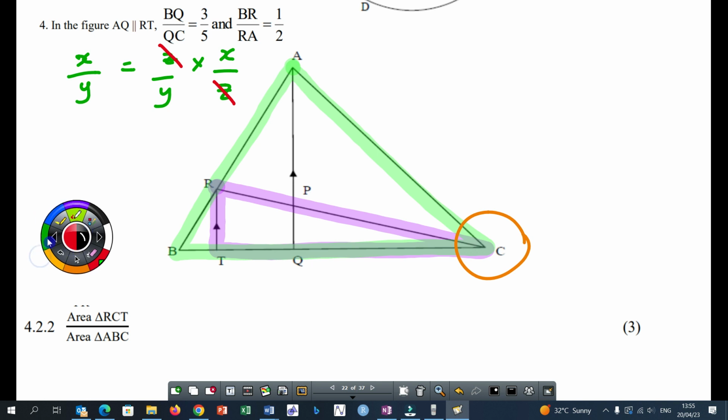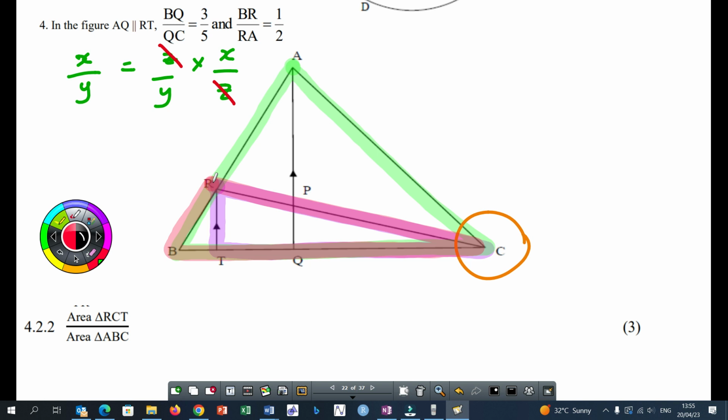If you look at RBC, it's this one here. RBC in relation to ABC, they share a common vertex here, and also RB is along AB. Therefore, they share a common height. If you look at RBC and TRC, they also share a common vertex at R. It means their bases are going to be along BC.